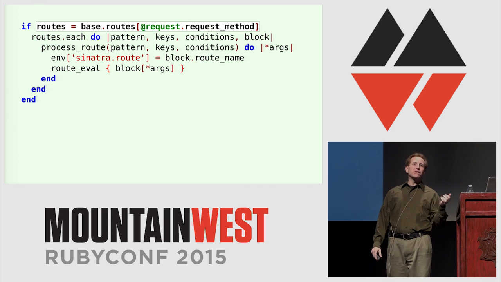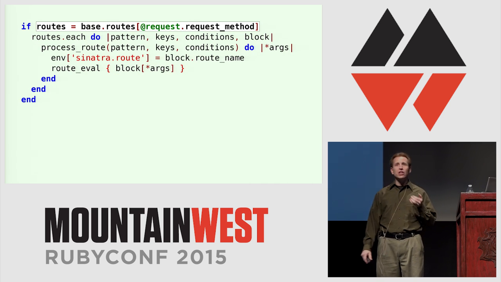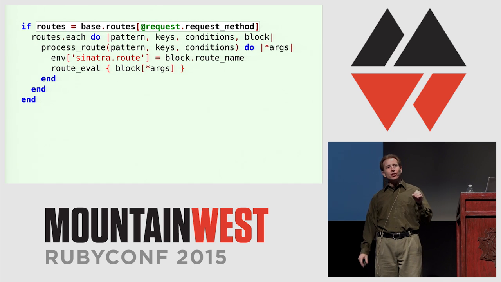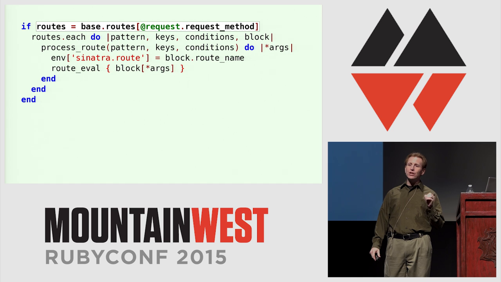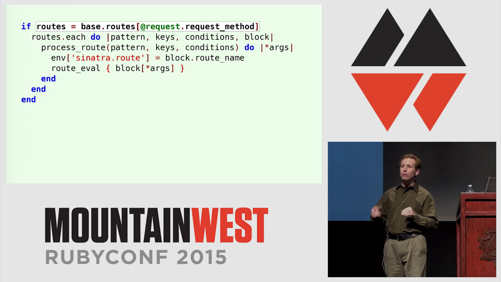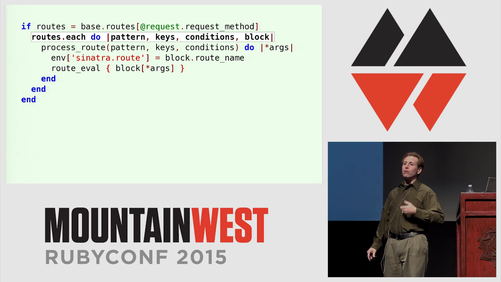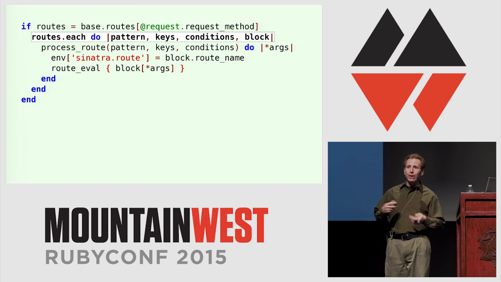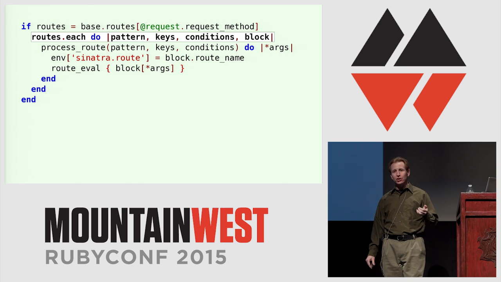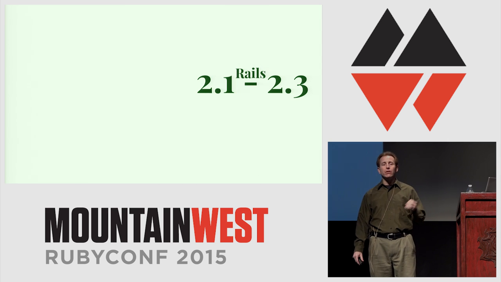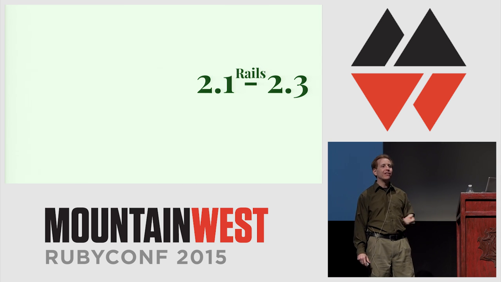Over the years, Sinatra's basic approach has not changed much. This is the current Sinatra code for routing, slightly simplified. The main change from the original implementation is Sinatra now has separate arrays of routes per request method. However, after getting the array of routes for the request method, it still just iterates over every route looking for a match. And while Sinatra's approach has not changed much over the years, Rails' approach has changed significantly.